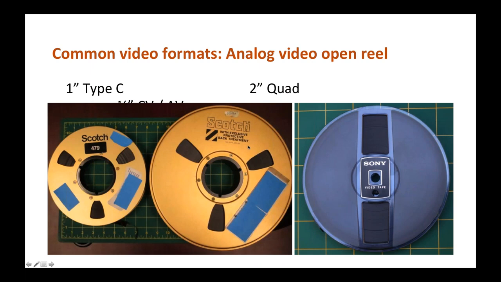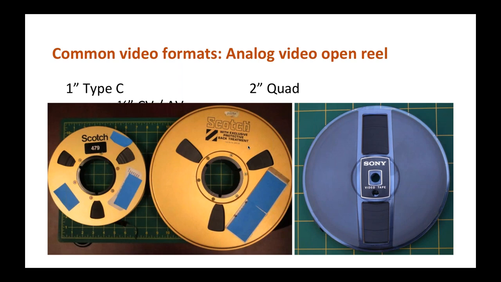And this is 2-inch quadruplex videotape. And you'll often hear it called 2-inch quad or just quad for short. And this was the first commercially successful analog recording videotape. You can see the size of the entire reel here, but what you can't really tell from this image is the width of this tape. It's 2 inches. It's quite large. And that's why it's often called 2 inches, because it's that width of that tape that's wound onto that hub.